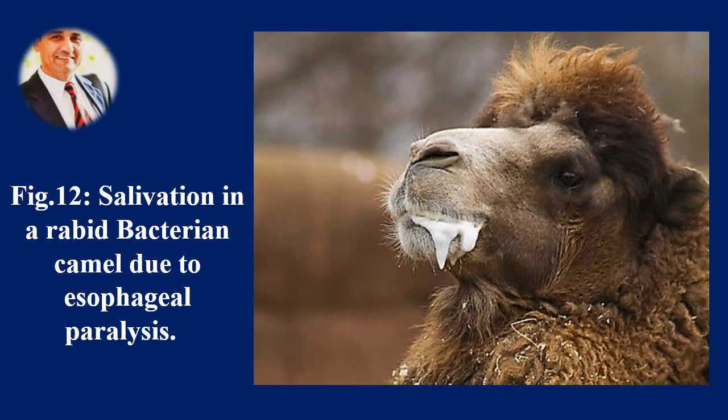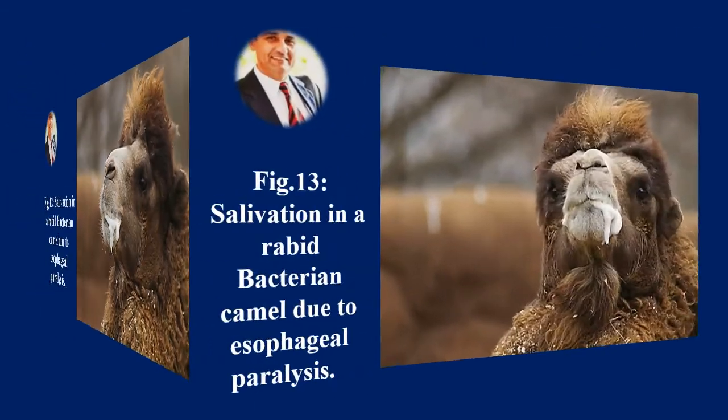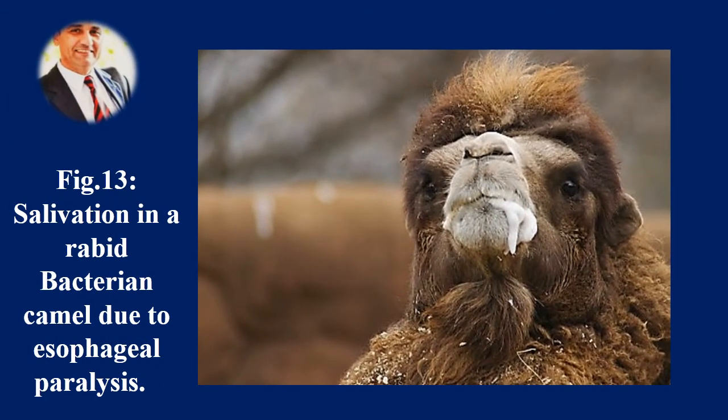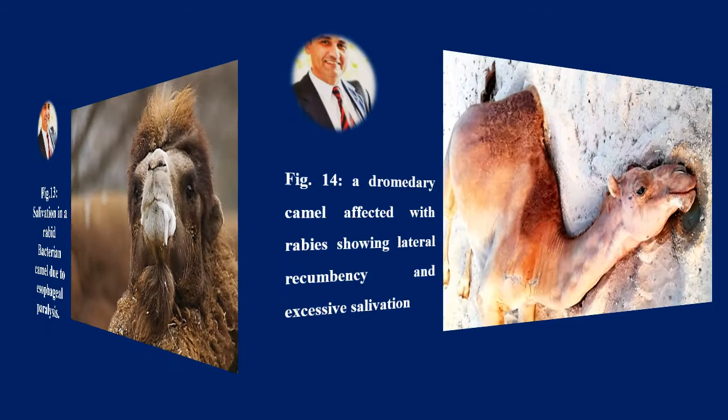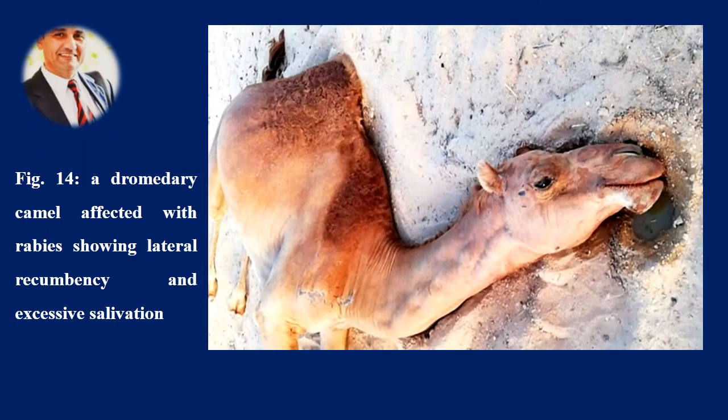Salivation in a rabid Bactrian camel due to esophageal paralysis. A dromedary camel affected with rabies showing lateral recumbency and excessive salivation.